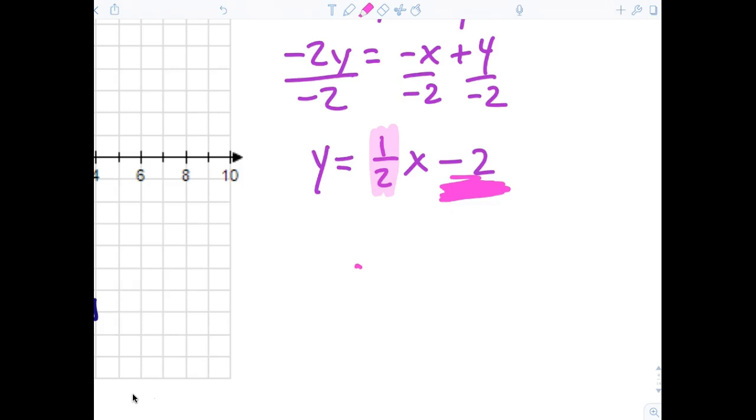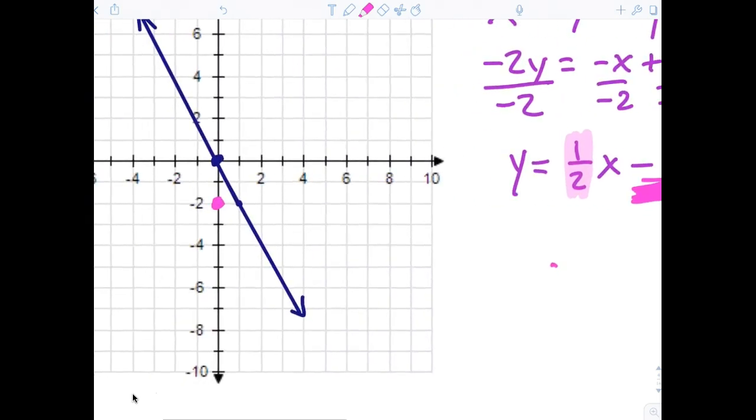Except when it says x equals and y equals. So from that point, again, what do you do? Go up 1 and to the right 2, which brings me to that point right there. And now you draw your line going through those 2 points. Simple as that.